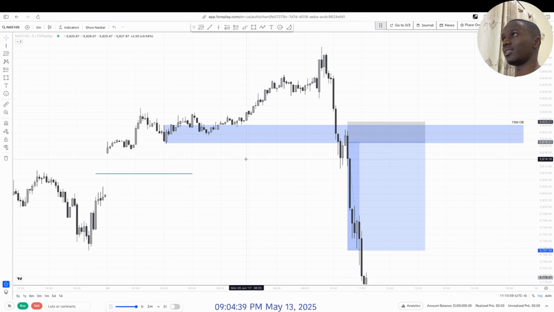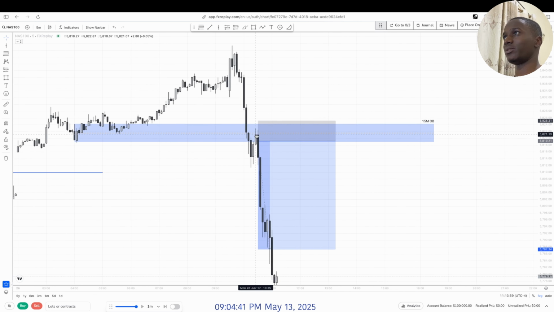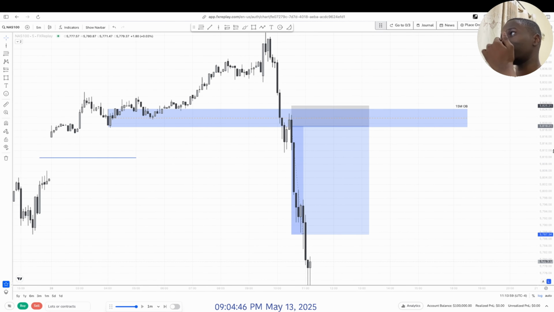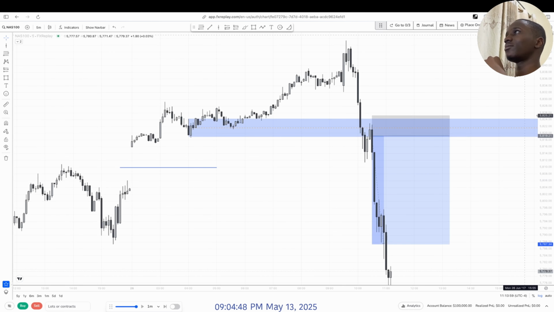Because on the 5 minute, you can see it coincides with a fair value gap, so a small retest and then we enter for a 5R. Good trade. So let's save this image as well.